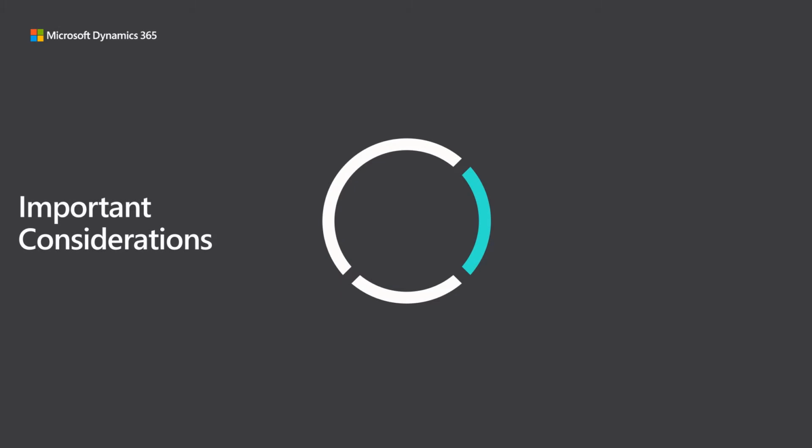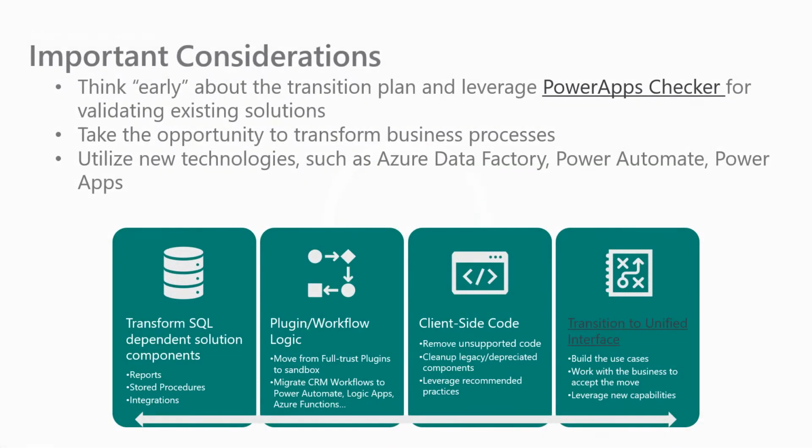Let's go over some important considerations about this migration approach. There are a few things to consider when using this migration service. Start thinking about your transition plans and leverage tools such as the Power Apps Solution Checker to validate the existing solutions. Consider how you will transform any SQL-dependent solutions, such as reports, stored procedures, and integrations. Also review all your existing CRM on-premise plugins and evaluate how they will transition from full trust plugins to sandbox mode.